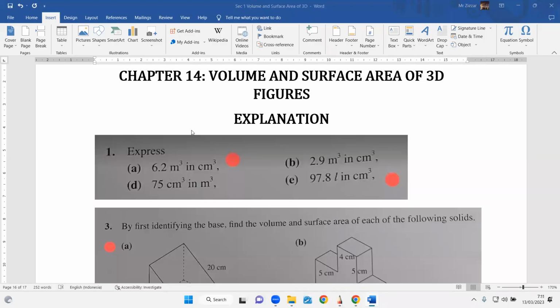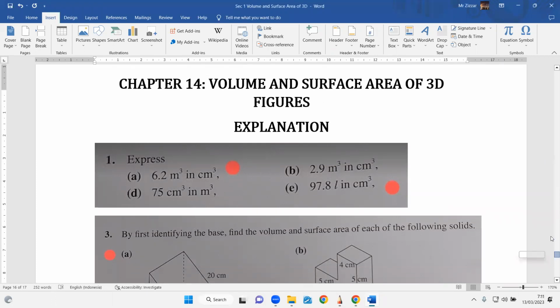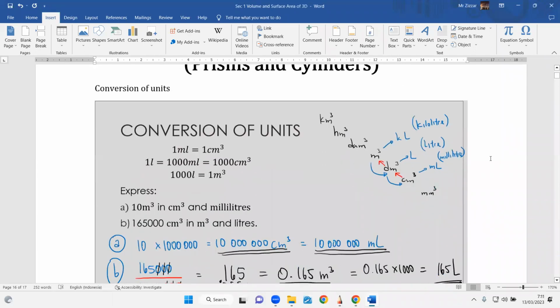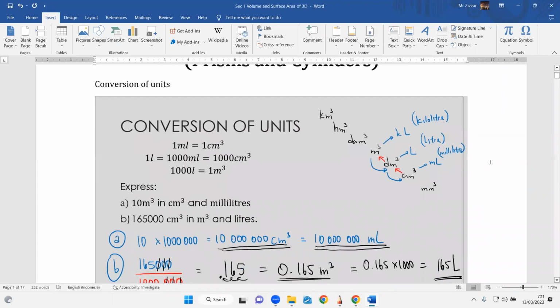Okay, guys, today we're going to discuss the workbook from chapter 14, which talks about volume and surface area of 3D figures, and all the explanation will be given later, during the questions. But I want to give you some revision about the conversion of units.